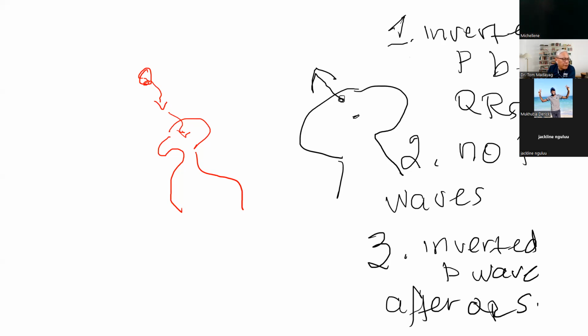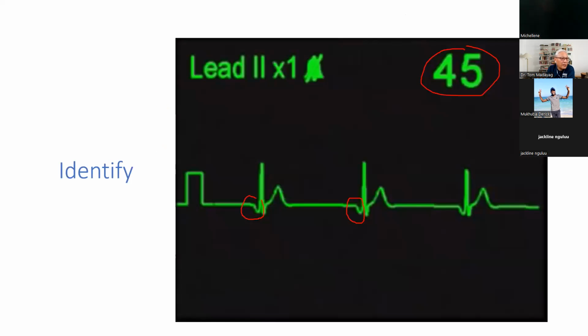So why is there an inverted P wave after the QRS? Well, if the junctional beat comes from below the AV node right here, it will activate the ventricles first and then activate the atria second, and that's resulting in an inverted P wave after the QRS complex. So those are the characteristics of beats that come from the AV node.